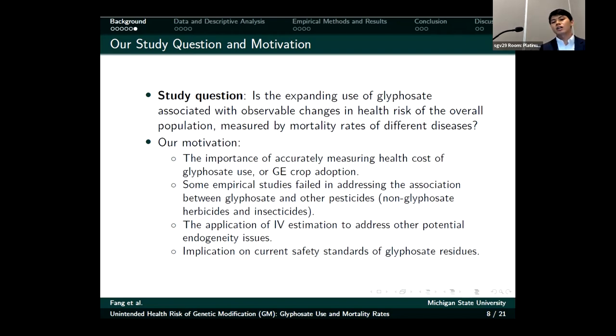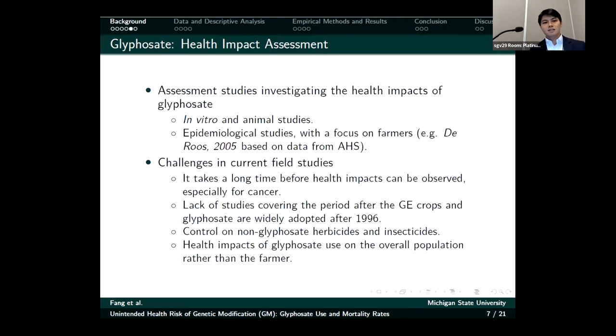First, it's the importance of accurately measuring the health cost of glyphosate use or GE crop adoption, considering how popular it is in the United States, as well as that it's getting more popular globally. And also some other empirical studies failed to address the association between glyphosate and other pesticide types. And also in our study, we will apply the IV estimation to address other potential endogeneity issues related to glyphosate use. And we also believe that the results of our study have a valuable implication for current safety standards of glyphosate residues, because under the current standard, the application of glyphosate is still considered safe.